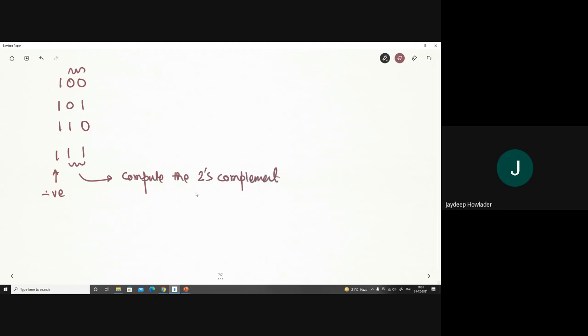So how do we compute the 2's complement? First we flip the bits. 0 will be flipped to 1, so we flip all the bits. The first thing is flipping, which will give me 0, 1, 1, and then we add a binary 1. Adding a binary 1: 1 plus 1 gives a carry of 1 and 0.